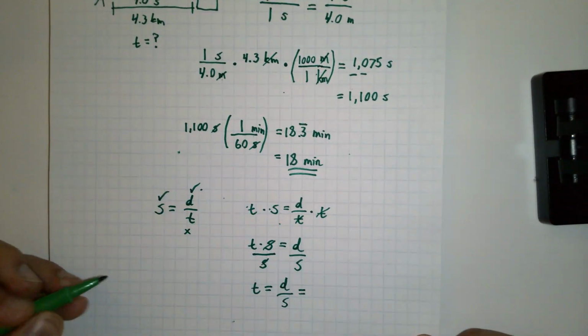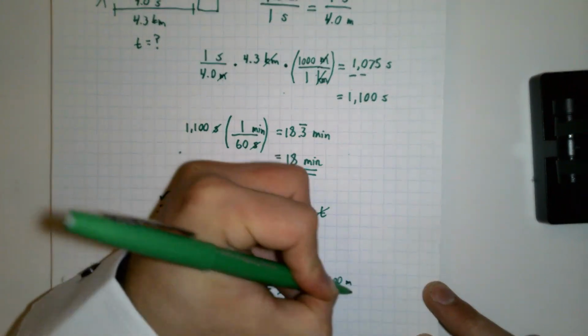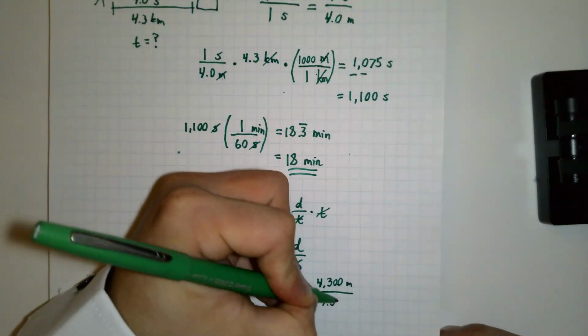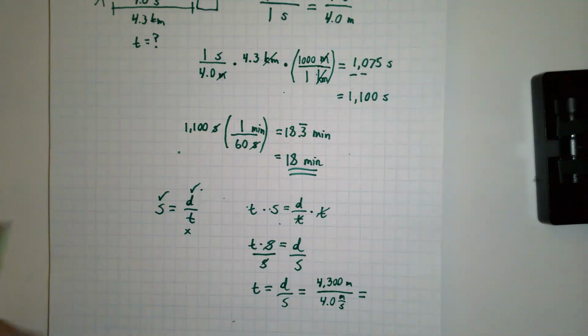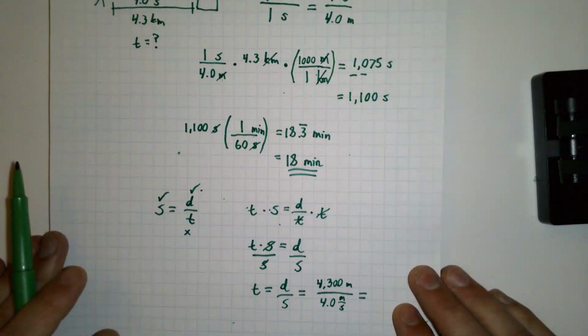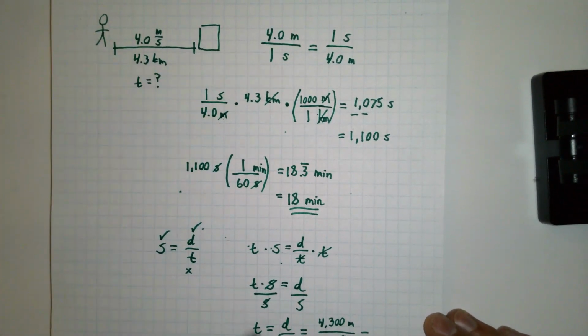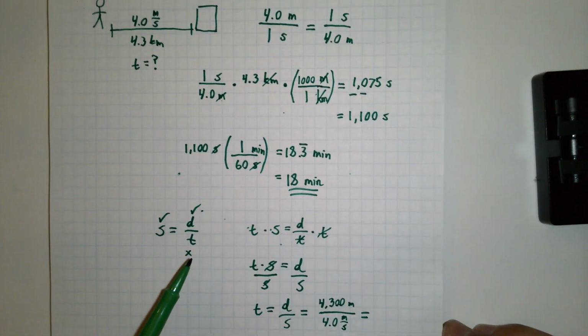The distance is 4,300 meters. The speed was 4.0 meters per second. So that should give me the time. And we find again that this is actually the same math that we did, which was 4,300 meters divided by 4. Ends up being the same math. This is just two different ways of actually accomplishing the same mathematical process, right?